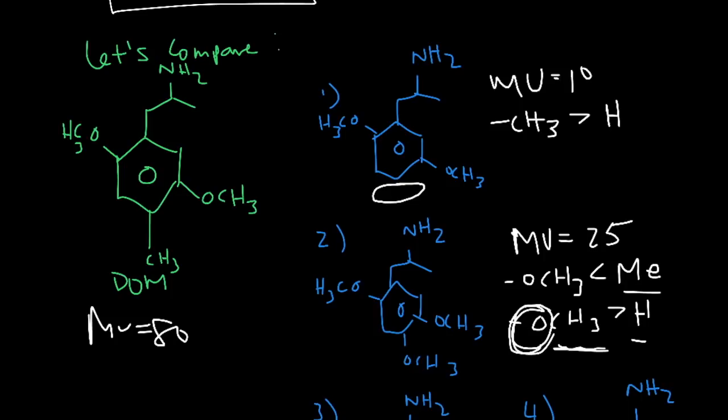So ethers are less lipophilic than methyls. However, ethers are more lipophilic than hydrogens, which is why it has a mu greater than 10, but still less than 25.